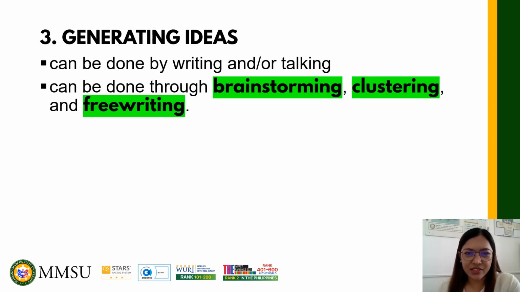The third step is generating ideas. And when you generate ideas, it means that you have to get or write down all the ideas that you have in mind pertaining to the situation that you had defined a while back. So this can be done by writing or even by talking, right? And the particular process that you can use could be brainstorming, clustering, or free writing. Let's take them one by one.